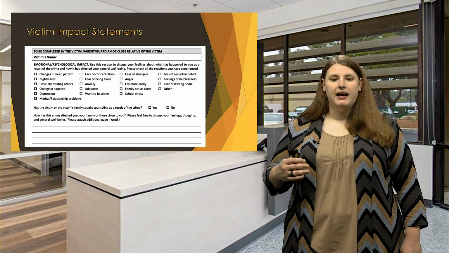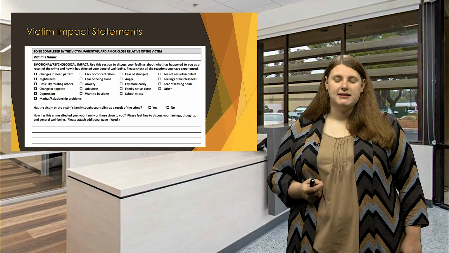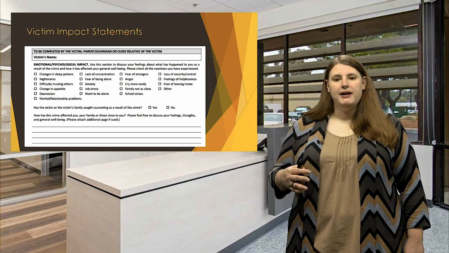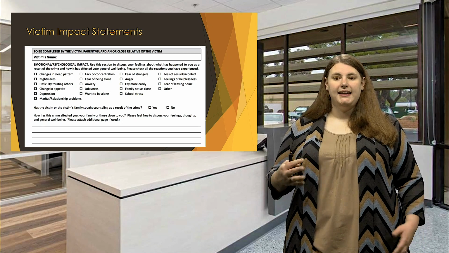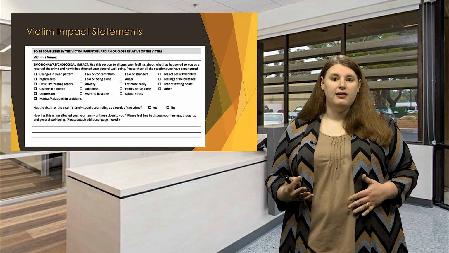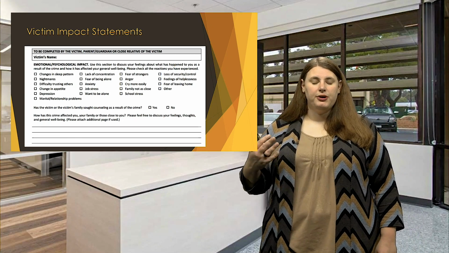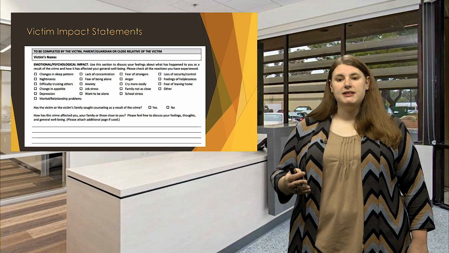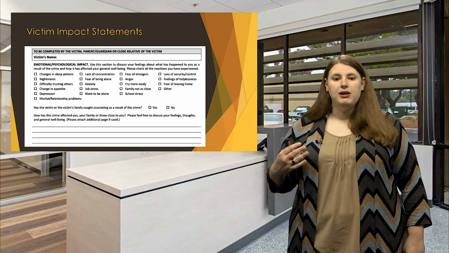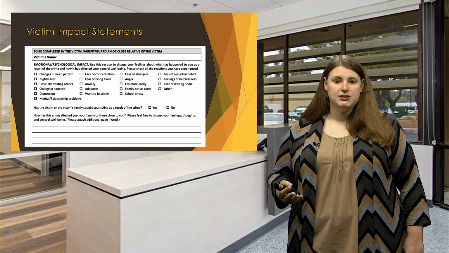This image on the slide is a section of the Texas Victim Impact Statement. As you can see, it requests information from the victim relating to things like emotional or psychological impact of the crime on the victim. The statement form also requests information about physical injuries and financial loss that can be used by the judge to assess restitution needs.